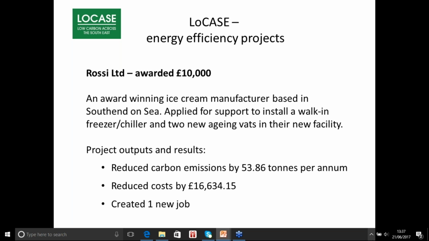The next one is Rossi. Some people might recognise Rossi as an ice cream manufacturer. We helped them to apply for support to get a new walk-in freezer chiller put into their new facility, and to buy 2 new ageing vats for the ice cream. As you can see, there was a huge reduction in carbon emissions for this business, over 3 tonnes of carbon saved, and a massive cost reduction, over £16,000. Again, they managed to create 1 job out of that. So the project has helped them enormously in all sorts of ways.